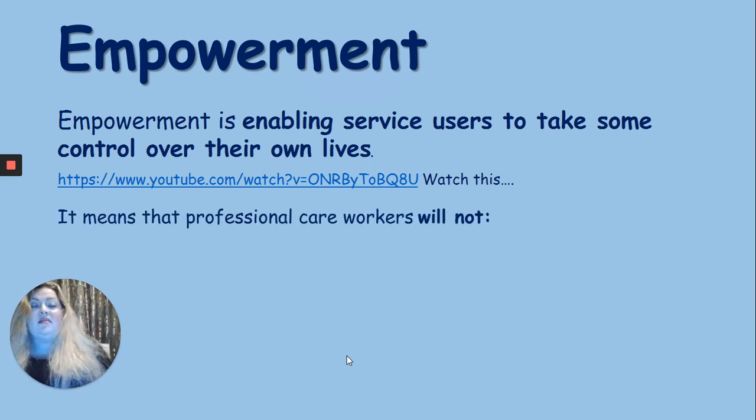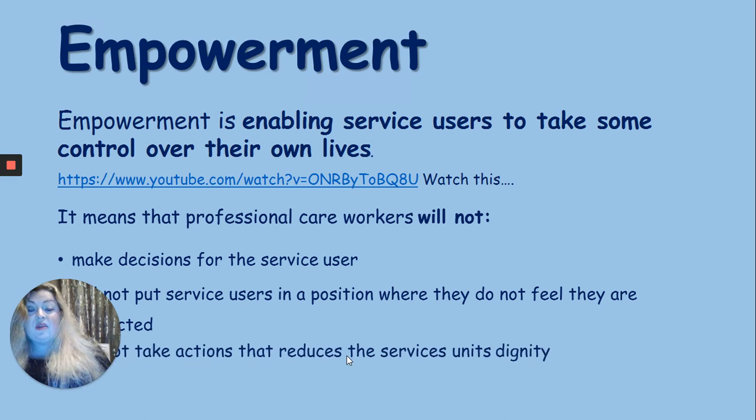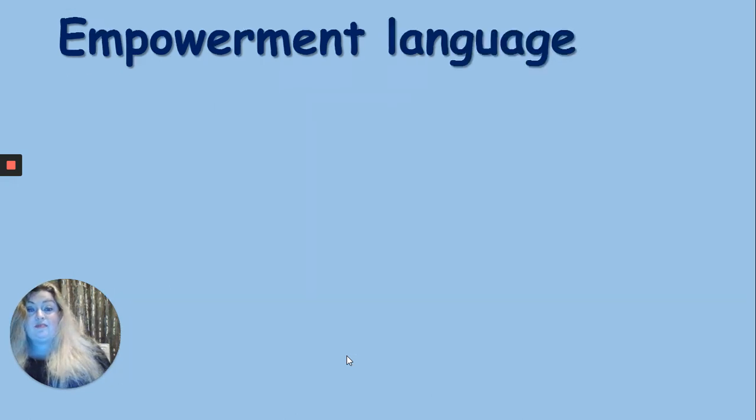So what does it mean then? It means that professional care workers will not make decisions completely for the service user, will not put service users in a position where they do not feel they are contacted or consulted, wouldn't take actions that reduce the service user's dignity, and also wouldn't do anything that is against the service user's rights.